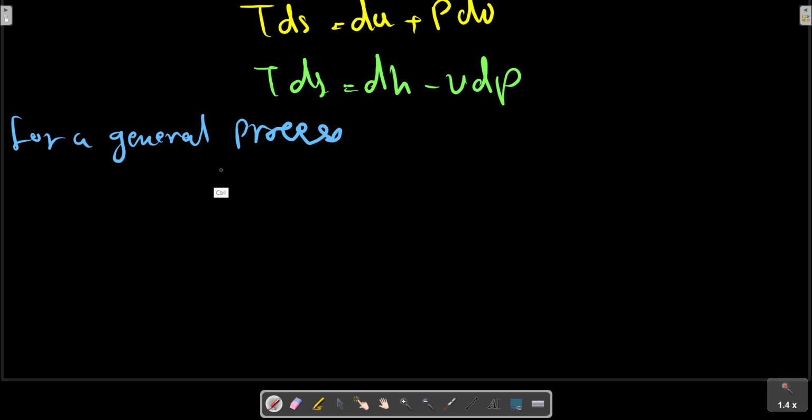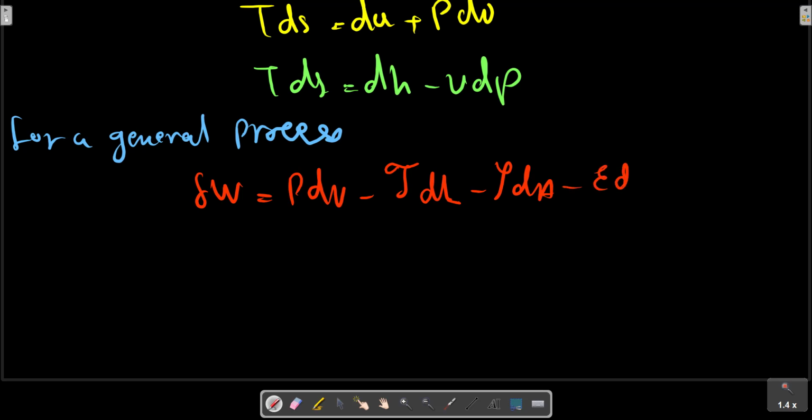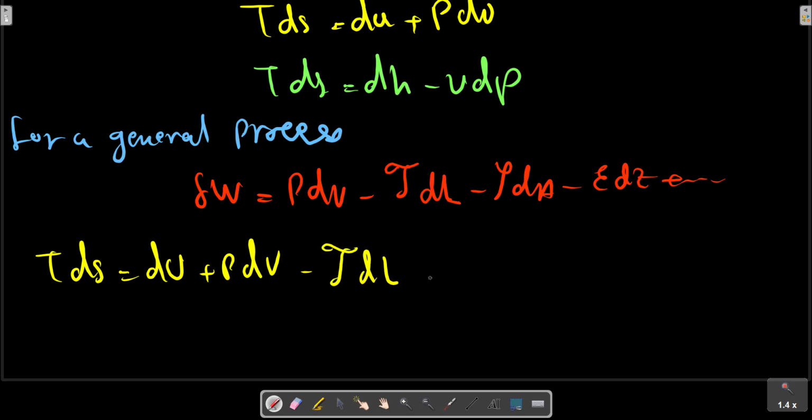delta W = PdV - surface tension times dA, and also the electrical work term. For a general case, we have dU + PdV minus the surface tension term, and also the electrical work.